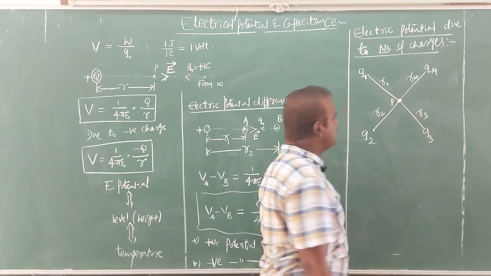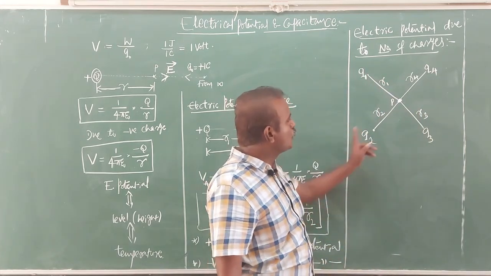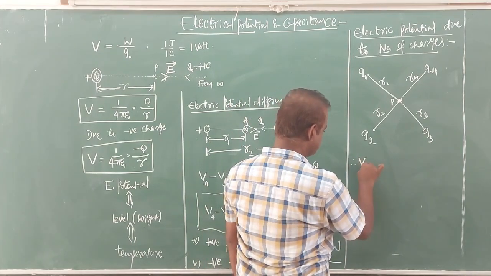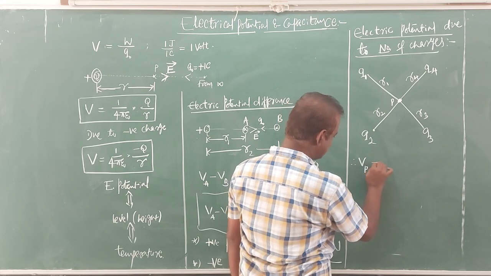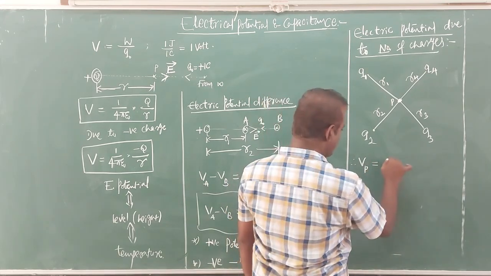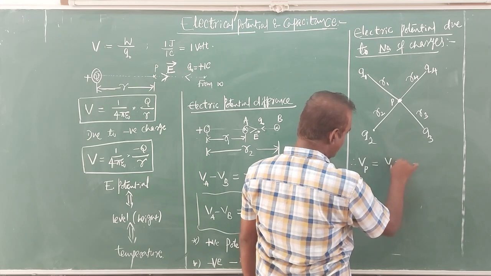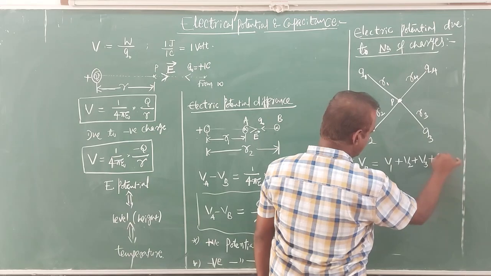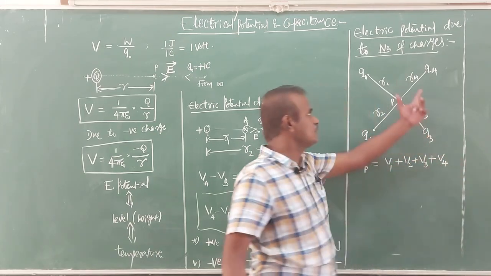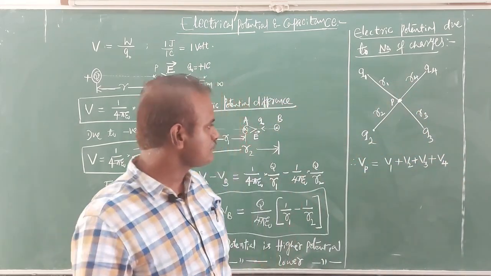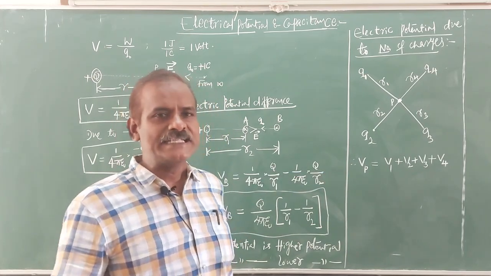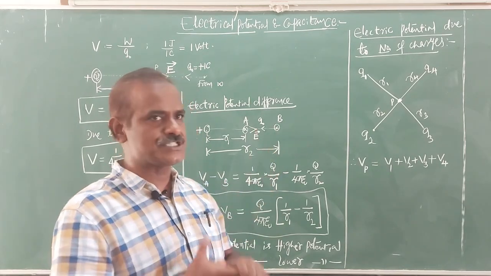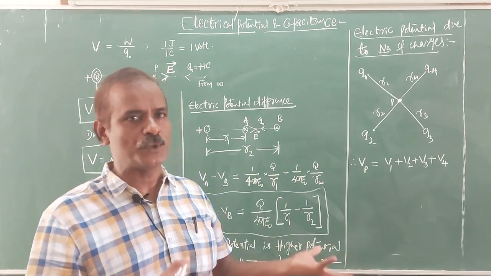Potential at this point P due to Q1, Q2, Q3, Q4. Therefore, total potential at P is equal to potential due to charge 1 plus potential due to charge 2 plus potential due to charge 3 plus potential due to charge 4, since there are 4 charges. What kind of sum it is? It is algebraic sum or scalar sum, you can say. Of course, this is also based on superposition principle, we can say.